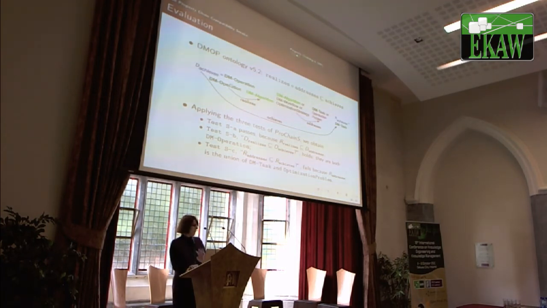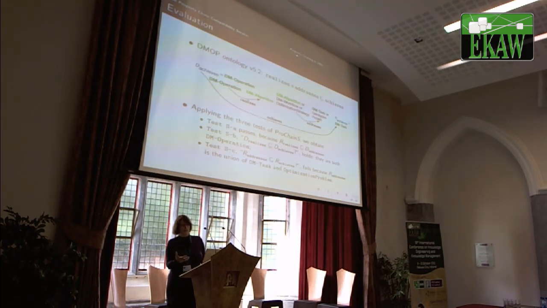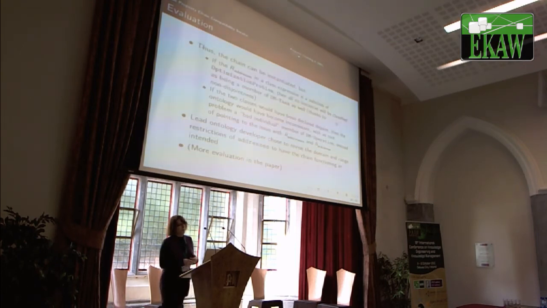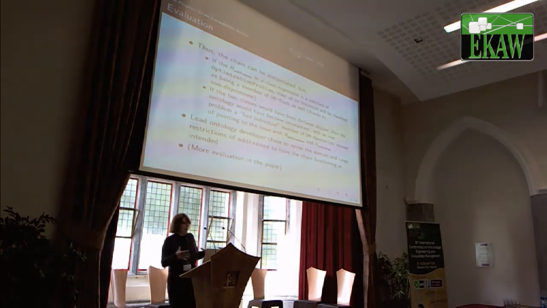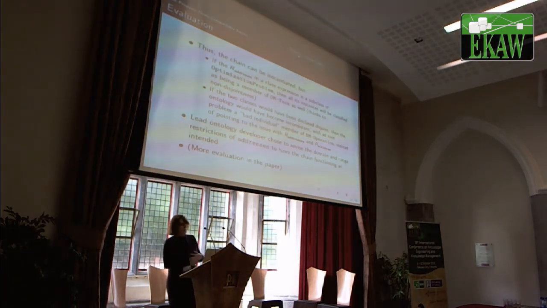They are the same as well, so that is fine. However, if we look at test C, the range of addresses is supposed to be a subclass of the range of achieves. But that is not the case, because the union of DM task with optimization problem is a superclass by its very design of just DM task. But as you see here, there is DM task there and DM task there, so the chain in that regard can be instantiated. It's not entirely, 100%, logically wrong.